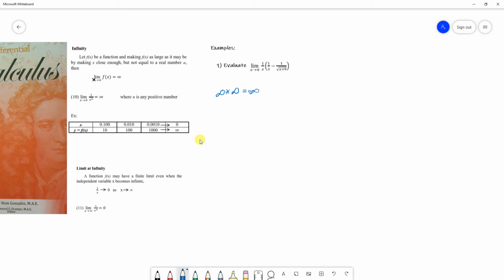So, minsan common sense lang. No? Yung hindi mo iisipin na pure math.